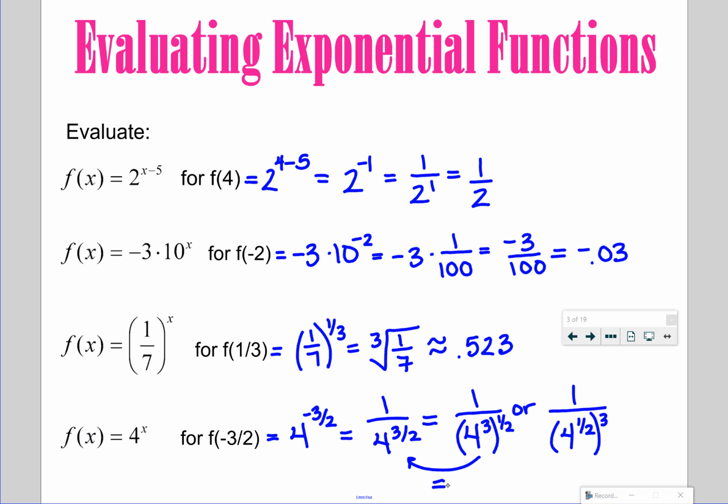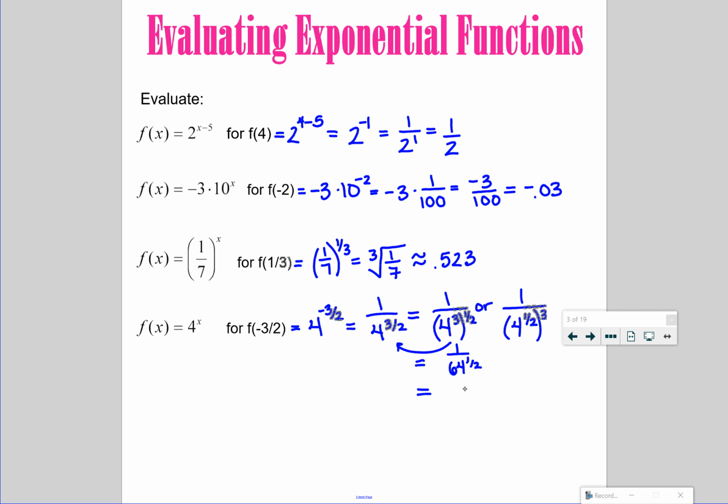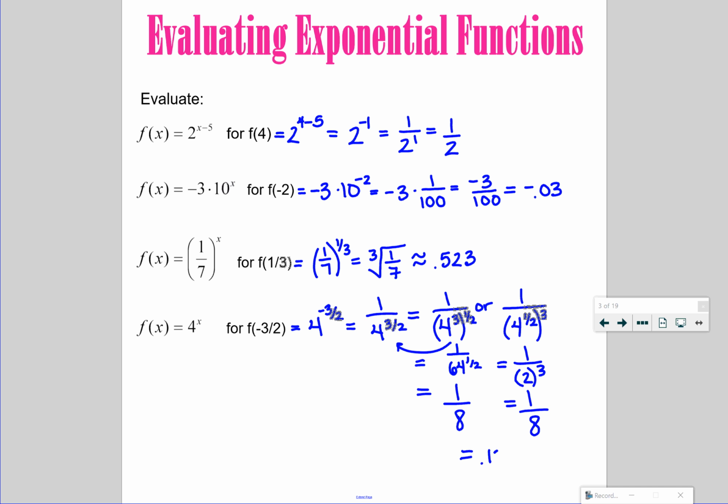Now either one of these you can evaluate in your head. 4 to the 3rd, or 4 times 4 times 4 gives me 64 to the 1/2. And then if I simplify 64 to the 1/2, that just means square root of 64, and that gives me 1/8. Now if I look at the one on the right, if I do the parentheses first, 4 to the 1/2, that means the square root of 4, which gives me 2. And then take that to the 3rd power, 2 to the 3rd, or 2 times 2 times 2 also gives me 1/8. So a couple different ways that you can think about that one. Again, if you did this one in the calculator, it would give you a decimal equivalent of that, which is 0.125.